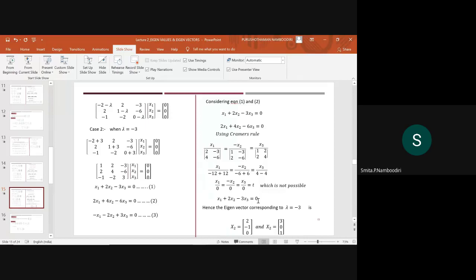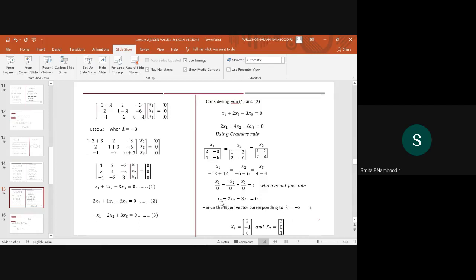So what do we have to do? You can take any values of x1, x2, x3 satisfying this equation. You can take two different values because we have two eigenvectors. Minus 3 is a repeated eigenvalue, repeated twice.